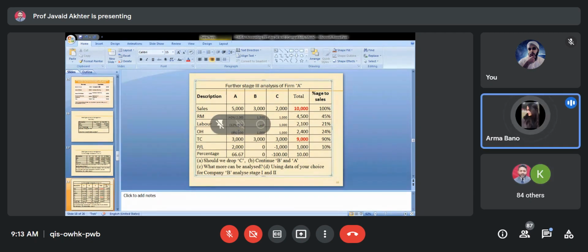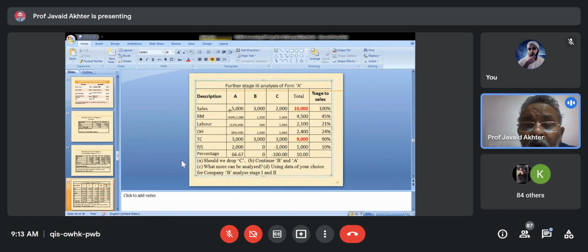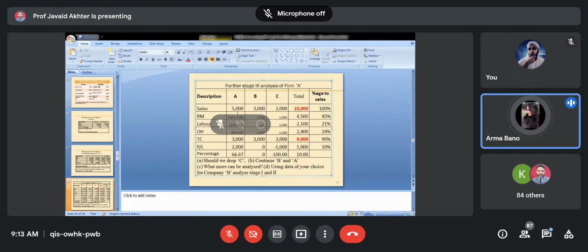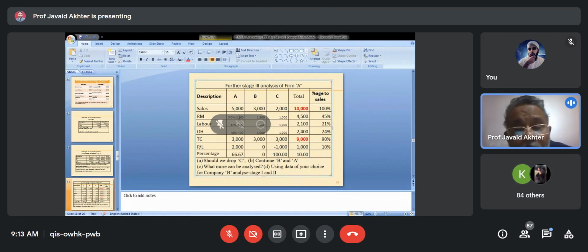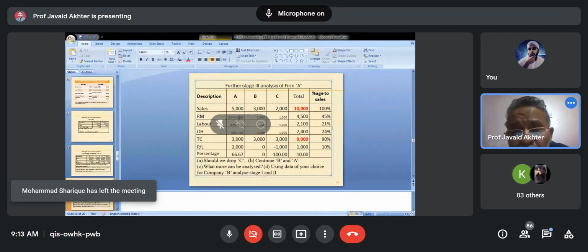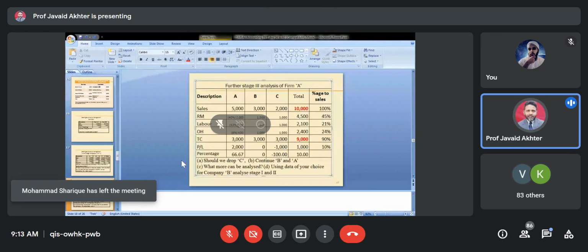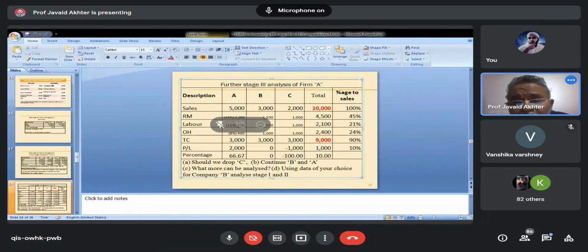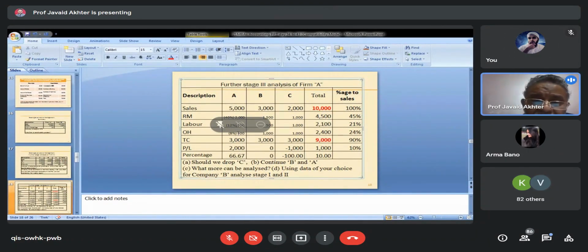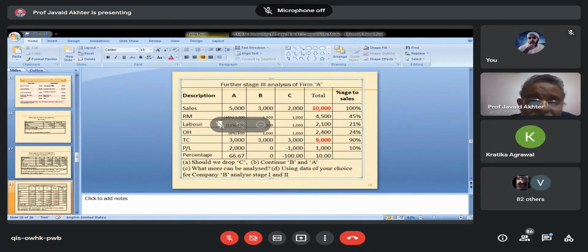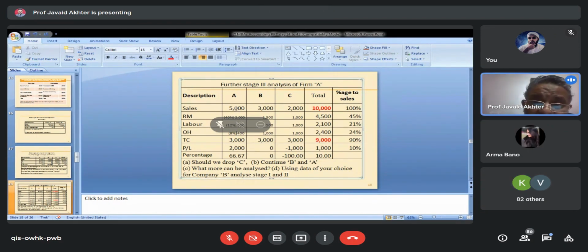Can you please repeat it? Okay, let us just concentrate on this column only. How much sales revenue is this company realizing? 5,000. Of 5,000, 2,000 it is spending on raw material. So how much is it spending? 40%. 600 it is spending on labor. How much is it spending? 12%. 400 it is spending on overhead. So 8%.